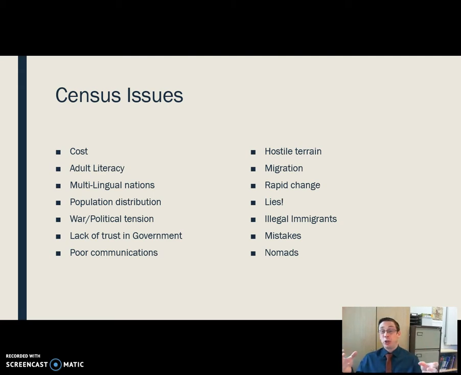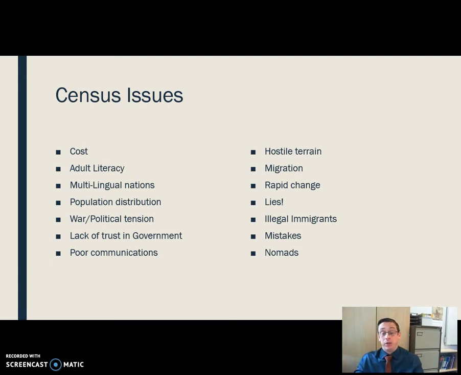Population distribution can be tricky if you've got people who live very, very spread out over a large area. Again, logistically, that's challenging to get to them all. If you've got dozens of villages spread over a huge area like the steppe in Russia, getting to all of these people can be challenging.